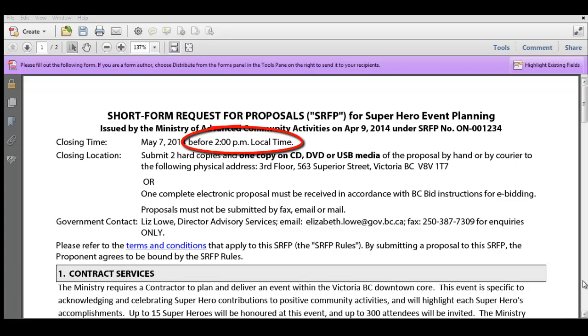If your proposal arrives at 1:59 p.m. on May 7th, you're just fine. You've made it on time. If your proposal arrives at 2 p.m. on the dot, it is late because it did not come before, and we have to reject it. And this is just how the mandatory requirements work for any competitive procurement process across Canada.